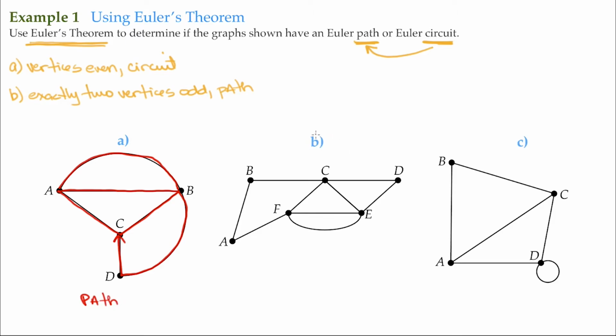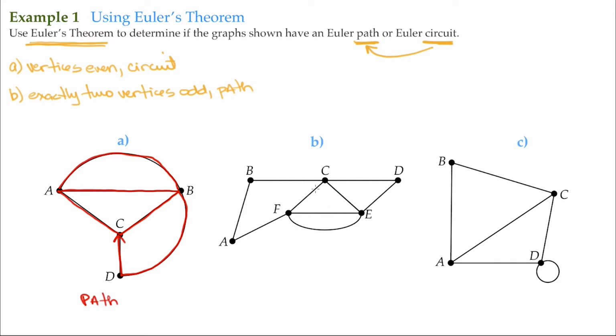For this graph here, B, the vertex A here, that's degree 2. This is also degree 2. It has 2 edges emanating from it. This is degree 4. 1, 2, 3, 4. This is degree 2. This is degree 1, 2, 3, 4. And this is also degree 4. So this graph has all even vertices. If it has all even vertices, then it contains at least one Euler circuit.